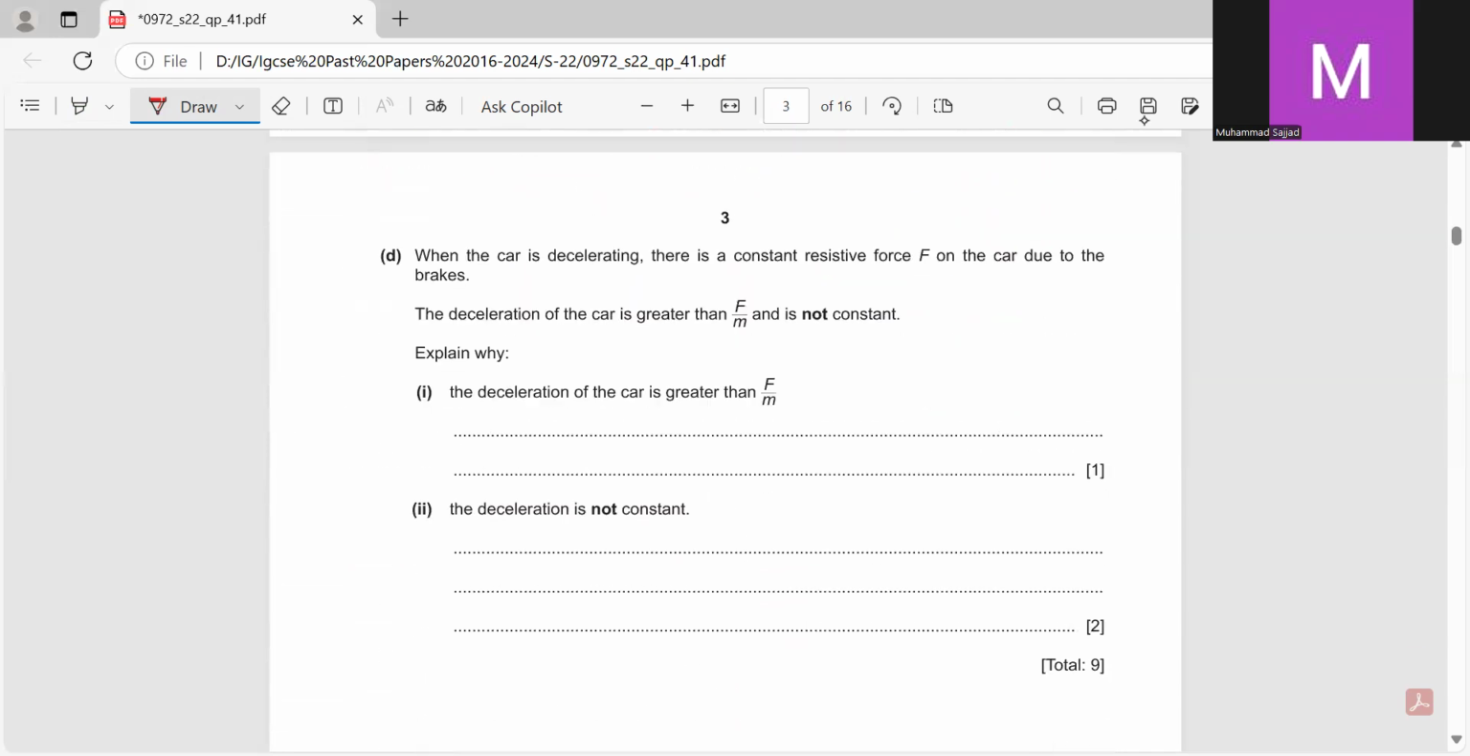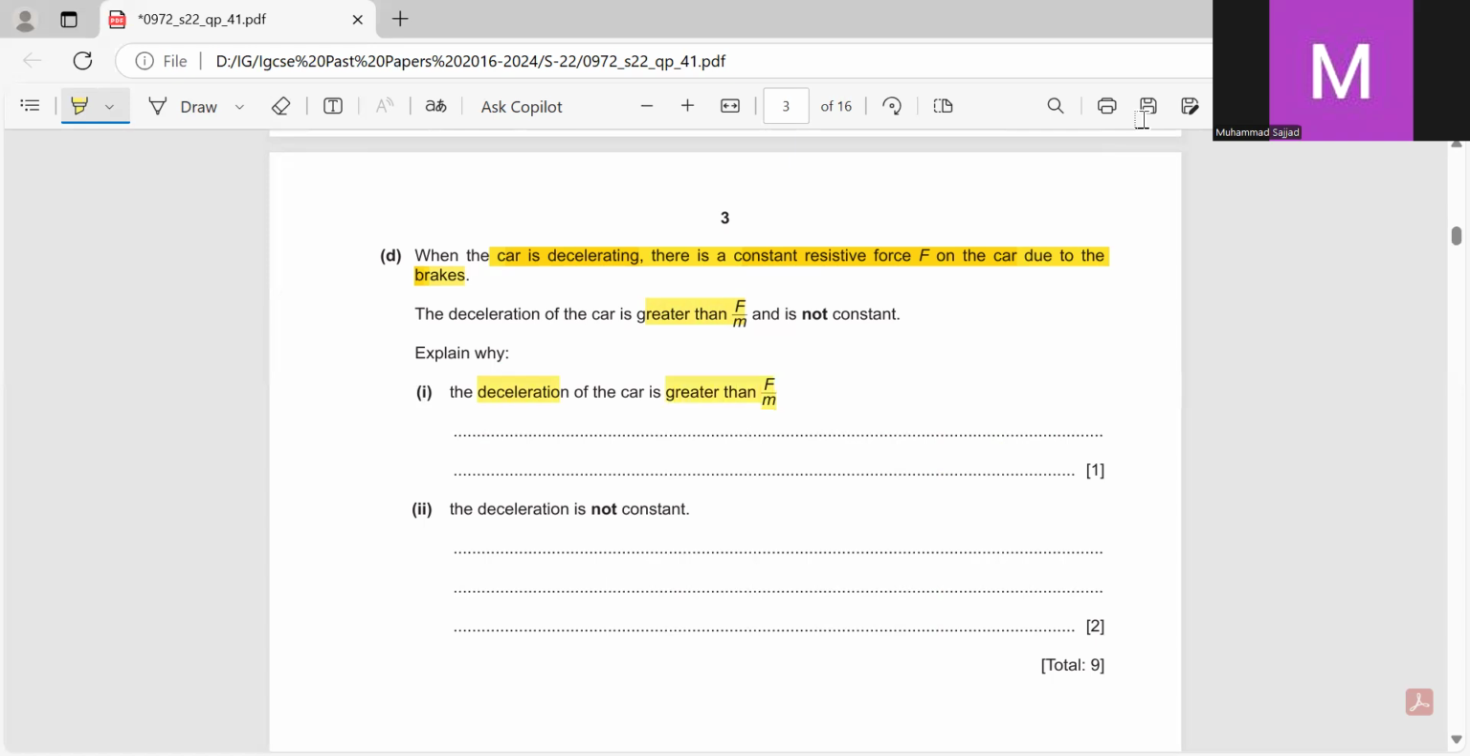Then my dear friends, when the car is decelerating, there is a constant resistive force on the car due to the brakes. Because brakes are being applied, there will be a constant resistive force, a force which is opposing the motion. The acceleration of the car is greater than F over m and is not constant. So explain why the deceleration of the car is greater than F over m.